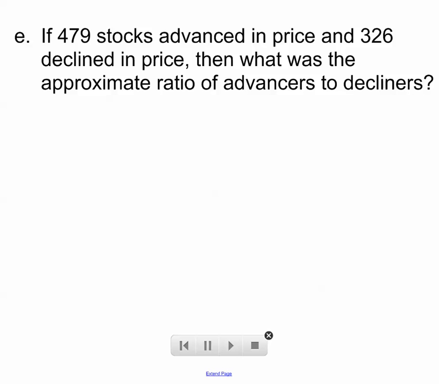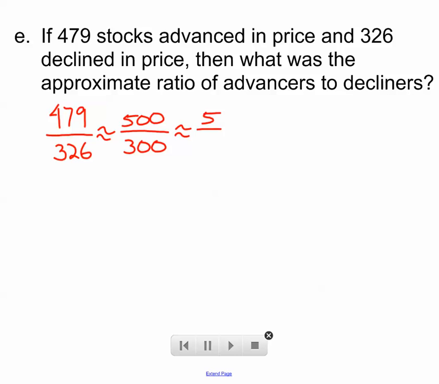If 479 stocks advanced in price and 326 declined in price, then what was the approximate ratio? Notice they say approximate ratio of advancers to decliners. Okay, well, there's a couple different ways we could look at this. Advancers was 479, decliners was 326. That's about 500 to 300, which is about 5 to 3.